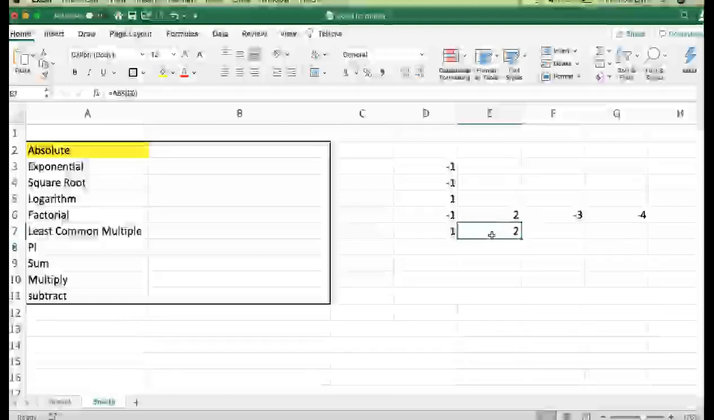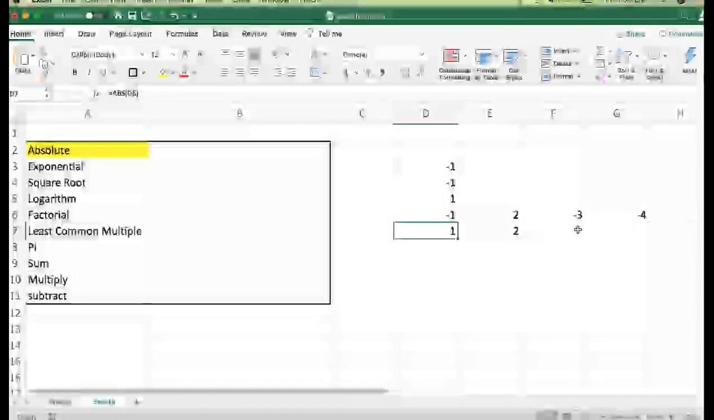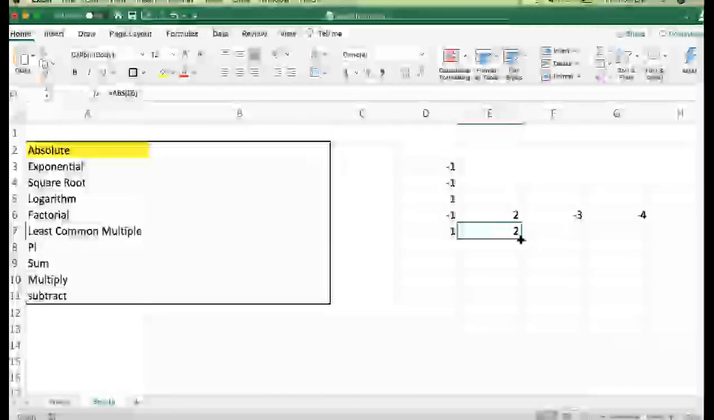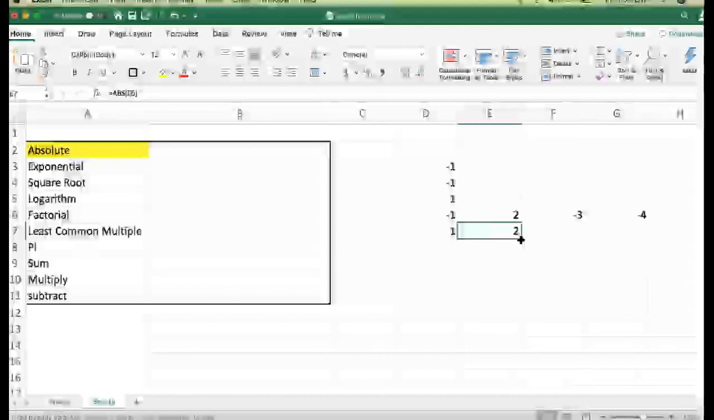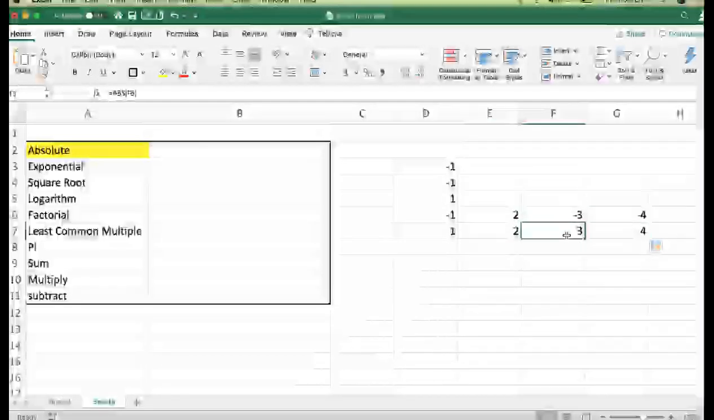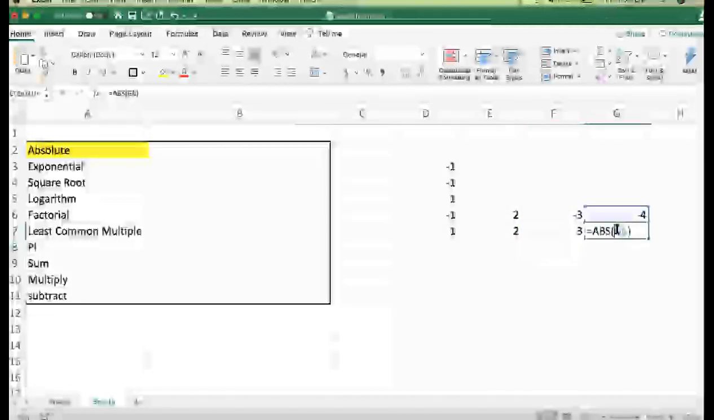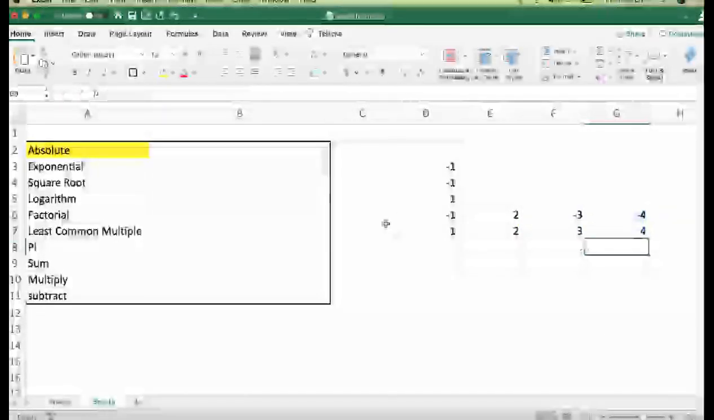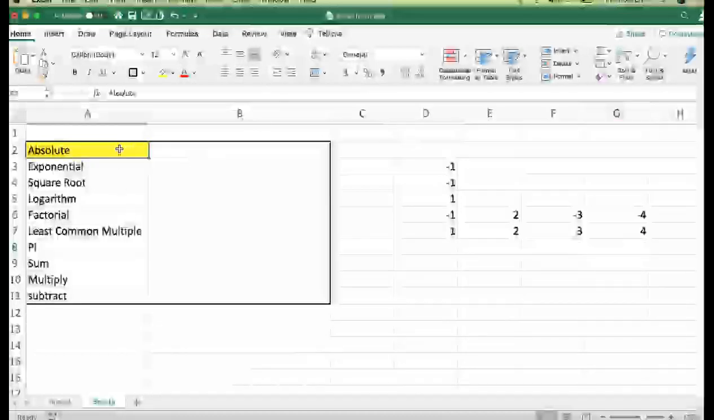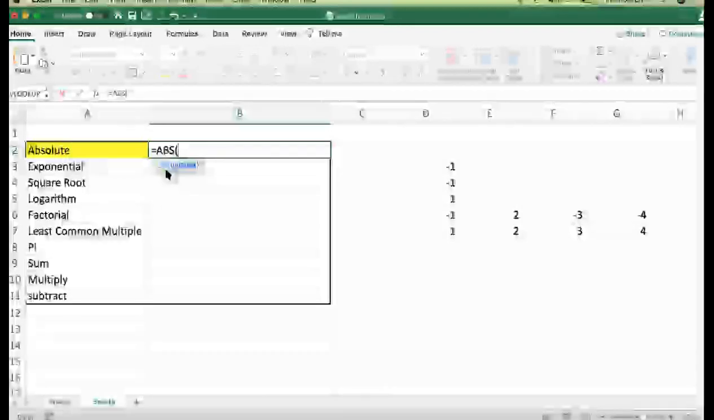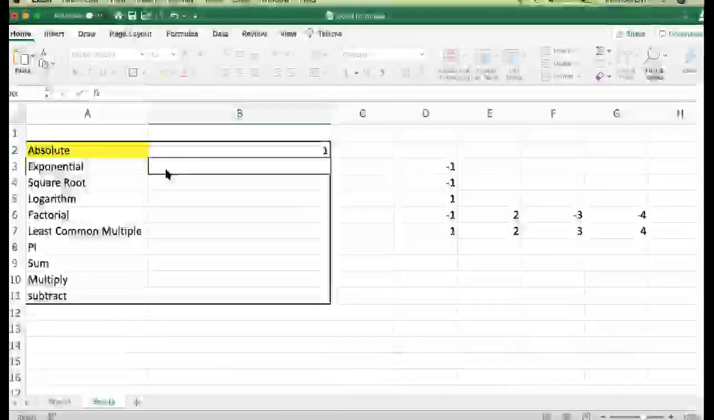If you want to do it for so many numbers, you don't need to do it one by one. You can simply drag, as I did earlier, the plus sign over here. It means you are copying the formula from one cell to another cell. So you can see -3 became +3. How? The formula is applied there. -4 became +4. How? The formula is applied over here. So the absolute is basically equal to ABS and the number for which you want to find the absolute.